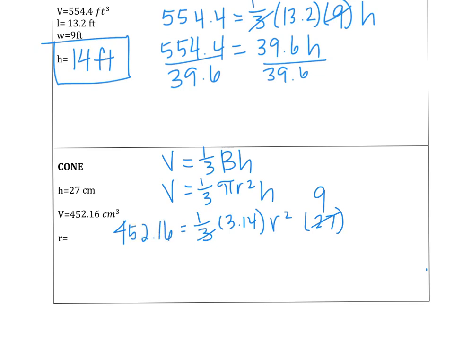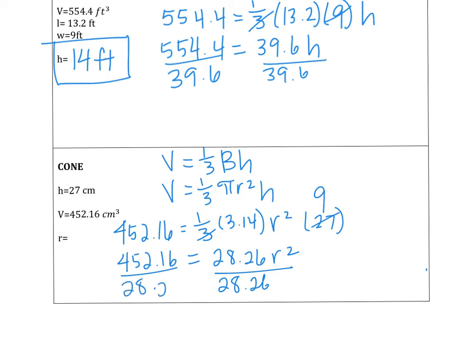452.16. So we're going to multiply 3.14 by 9, and that gives us 28.26 r squared equals 452.16. Divide both sides by 28.26, which we do with the calculator, and that gives us r squared equals 16. So we take the square root of both sides, and r equals 4. Our radius is 4 centimeters.